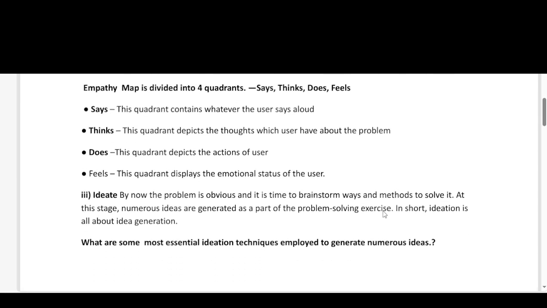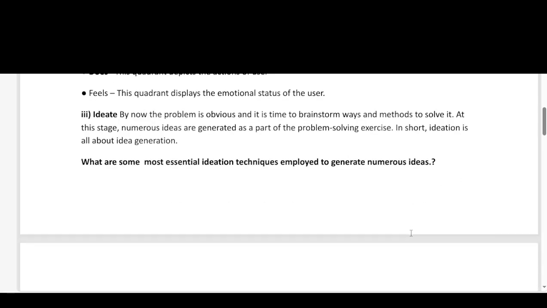Ideate means idea generation. By now, the problem is defined and it's time to brainstorm ways and methods to solve it. In this stage, numerous ideas are generated as part of the problem-solving exercise. In short, ideation is all about idea generation. What are some of the most essential ideation techniques employed to generate numerous ideas?